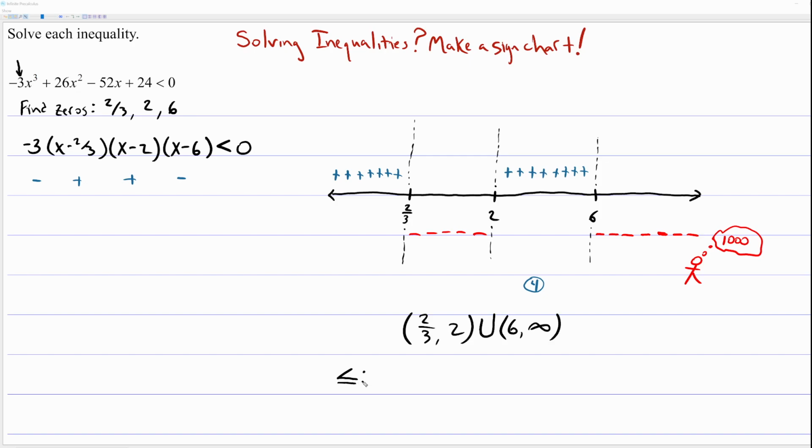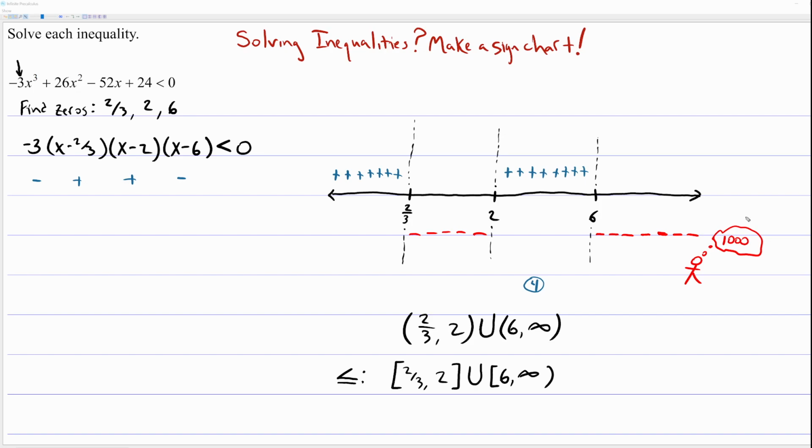equal to 0, the only thing that changes is the parentheses become square brackets, except not the one at infinity, because infinity is not a real number. So there we go. That's how you solve a polynomial inequality.